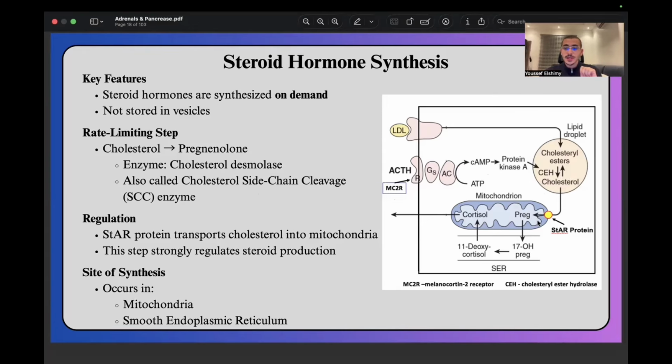It is the enzyme called cholesterol desmolase. It basically cleaves off the side chain of the cholesterol. And this also is under the control of ACTH. So ACTH has a major role in regulating this step. Where does the steroid hormone synthesis happen? It happens in the mitochondria as well as in the smooth endoplasmic reticulum.